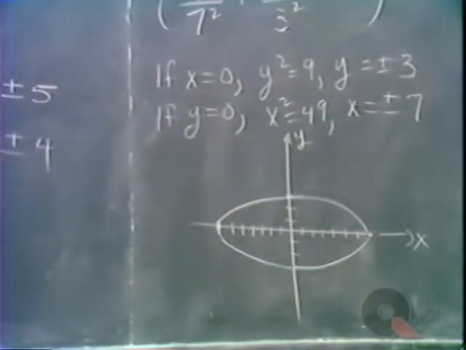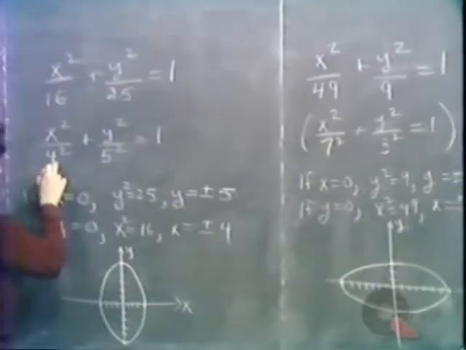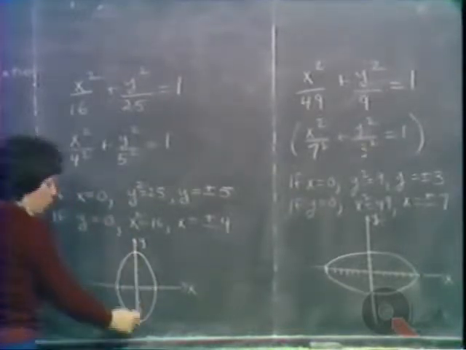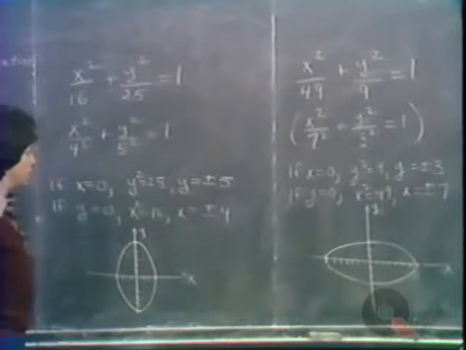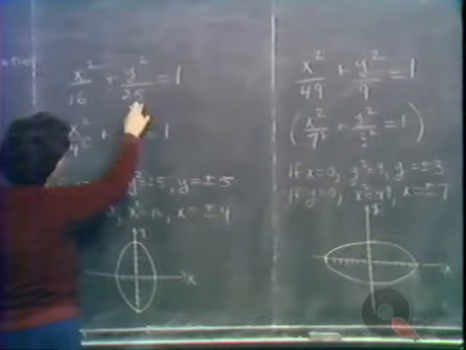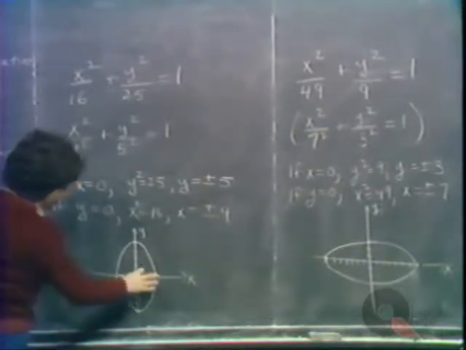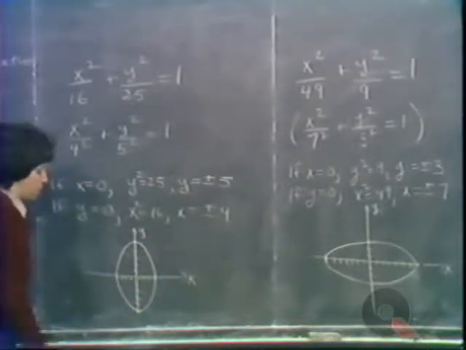You get the idea. By the way, when A is less than B, that means the x-intercepts are closer together than the y-intercepts. We get a narrow, tall ellipse. That's when A is less than B, when the number under x squared is smaller than the number under y squared. It means the distance between the x-intercepts is going to be less than the distance between the y-intercepts. We're going to have one of these tall, narrow ellipses.